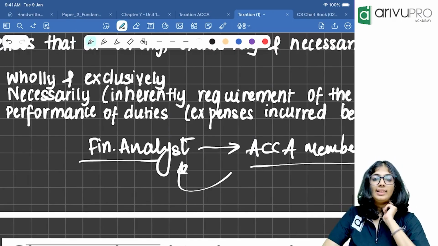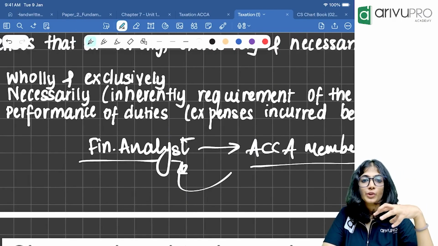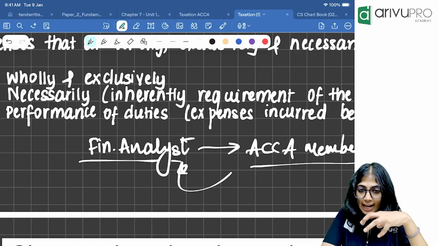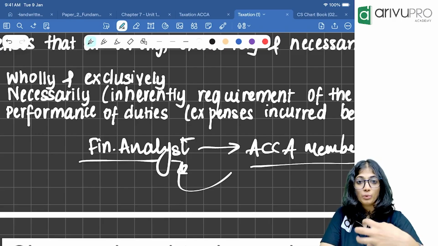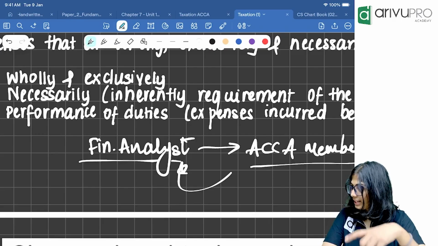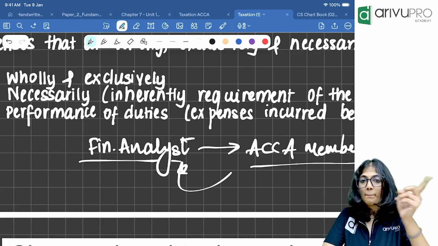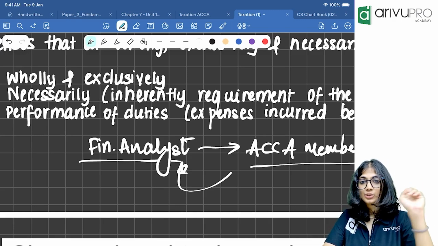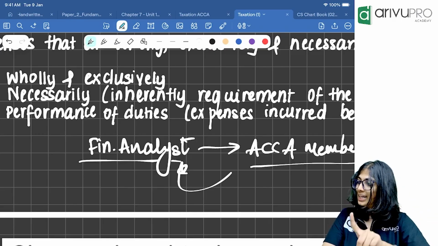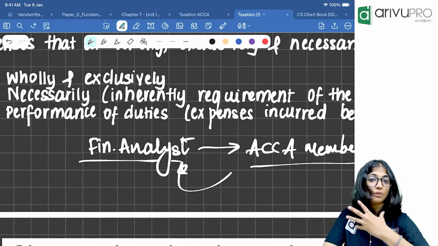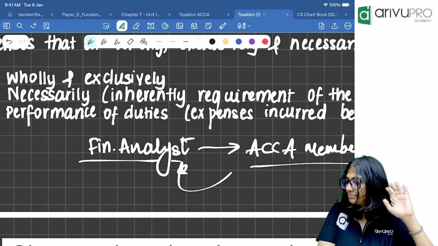As a financial analyst, in the course of your duties, you had to meet a client, and you had to travel to the place where you had to meet the client, food expenses, all of those things. In the performance of duties, you incurred certain expenses, right? Not before you became a financial analyst, not after your retirement. During the performance of duties, you incurred expenses that are wholly, exclusively and necessarily for the purpose of performing your duties. That is allowable. It can be deducted.